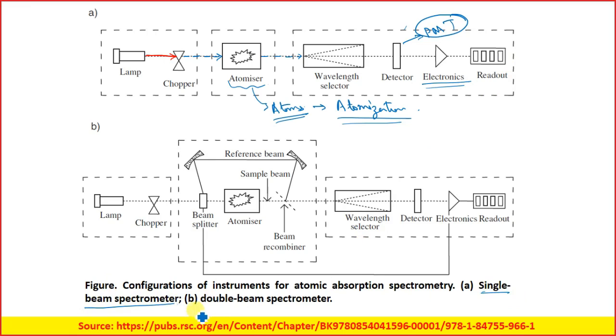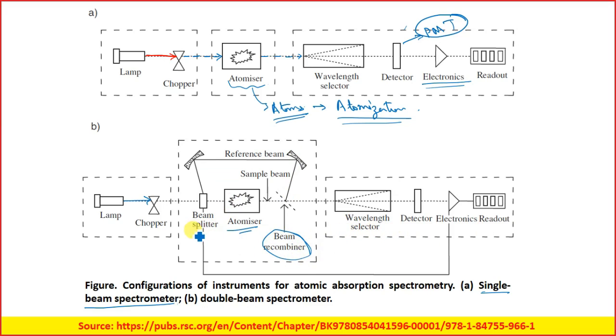Now coming to the double beam spectrometer. Just like in double beam UV visible spectroscopy, from the source you have the radiation. It is chopped and comes to a beam splitter. Part of the beam from the beam splitter is sent to the atomizer. Then a part of the beam is reflected. It is the reference beam. Then there is a beam recombiner where they get combined.